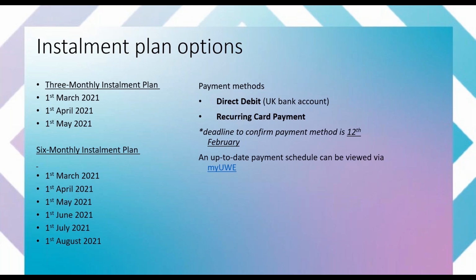Recurring card payments: for students who are unable to set up a UK bank account, the university will debit your fees from your nominated debit or credit card. Most major credit card providers are accepted. A payment schedule will be emailed to you in advance of the first payment date. Without one of these payment methods in place, you will be required to pay in full within 2 weeks of your invoice date. An up-to-date payment schedule can be viewed via MyUI.